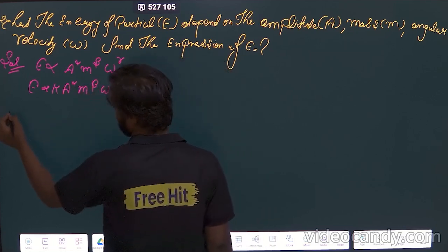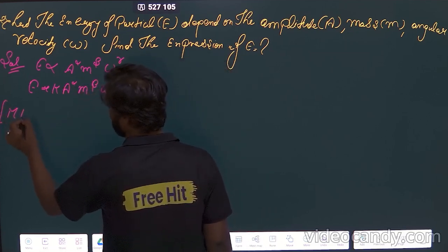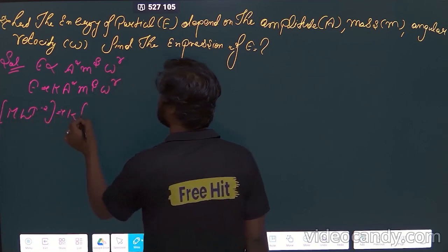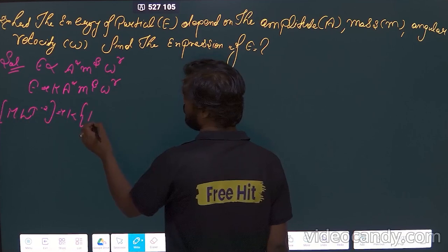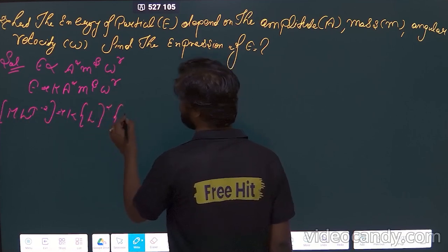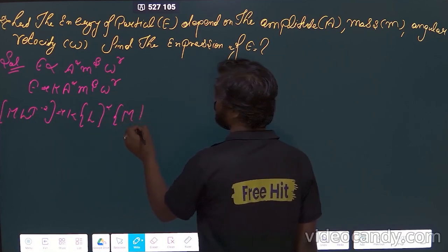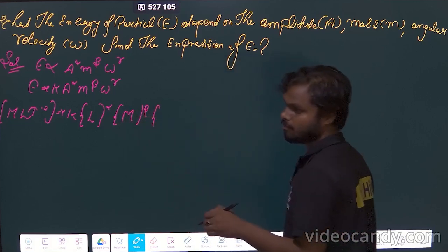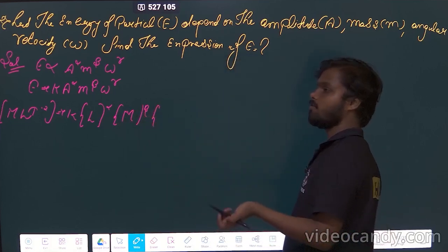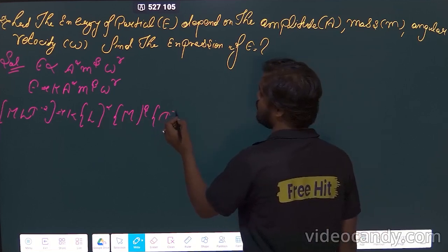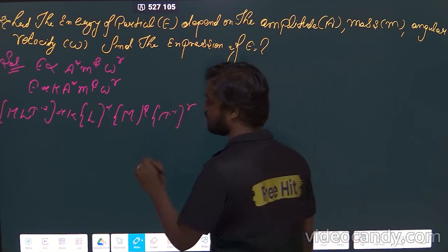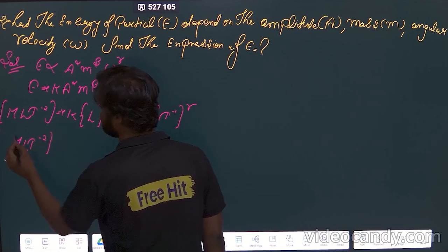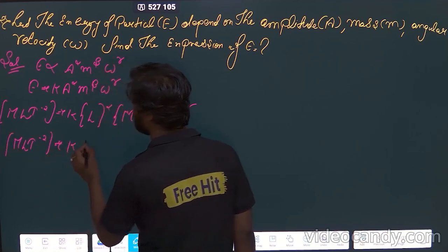Where, what is the dimension of E? Now you have to remember it because we have repeated it a lot of times. What is amplitude? Amplitude is length only, distance only, L to the power alpha. What is M? Mass, that is M to the power beta. And what is omega? Omega is 2 pi f, where 2 pi has no dimension, f is frequency, and frequency dimension is T minus 1, that is gamma. So from here you will get, now you need not write each and every step, because you are preparing for a competitive exam.